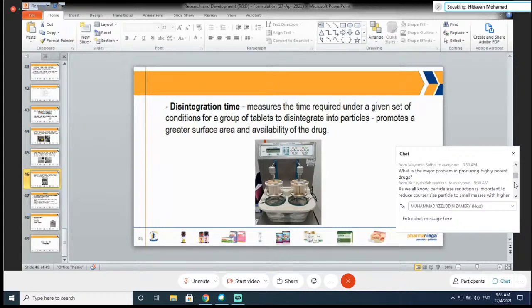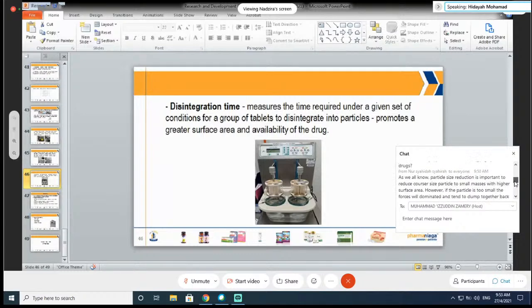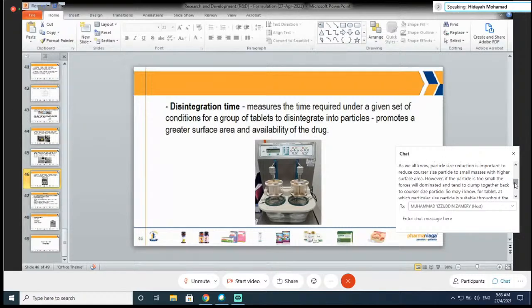Okay, thank you, Miss. We have another question from Nur Shahida Shahira. As we all know, particle size reduction is important to reduce coarser particles to small masses with higher surface area. However, if the particle is too small, the forces will dominate and tend to clump together back to coarser particles. So she wants to know, for tablets, which particular particle size is suitable throughout the entire process, and how do you handle this clumping problem throughout the process?